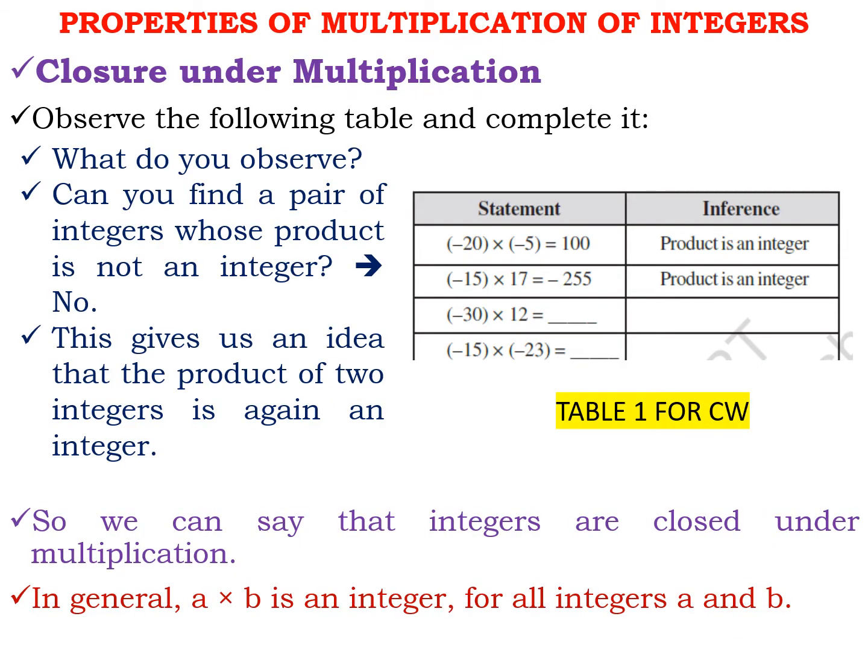Now we will discuss properties of multiplication of integers. Closure under multiplication. Closure property we have already studied a number of times. Closure property states that when two integers a and b are multiplied, we get their product as an integer. Please see table 1. Minus 20 into minus 5 is 100. So 100 is also an integer. Minus 15 into 17 is minus 255. That is also an integer.